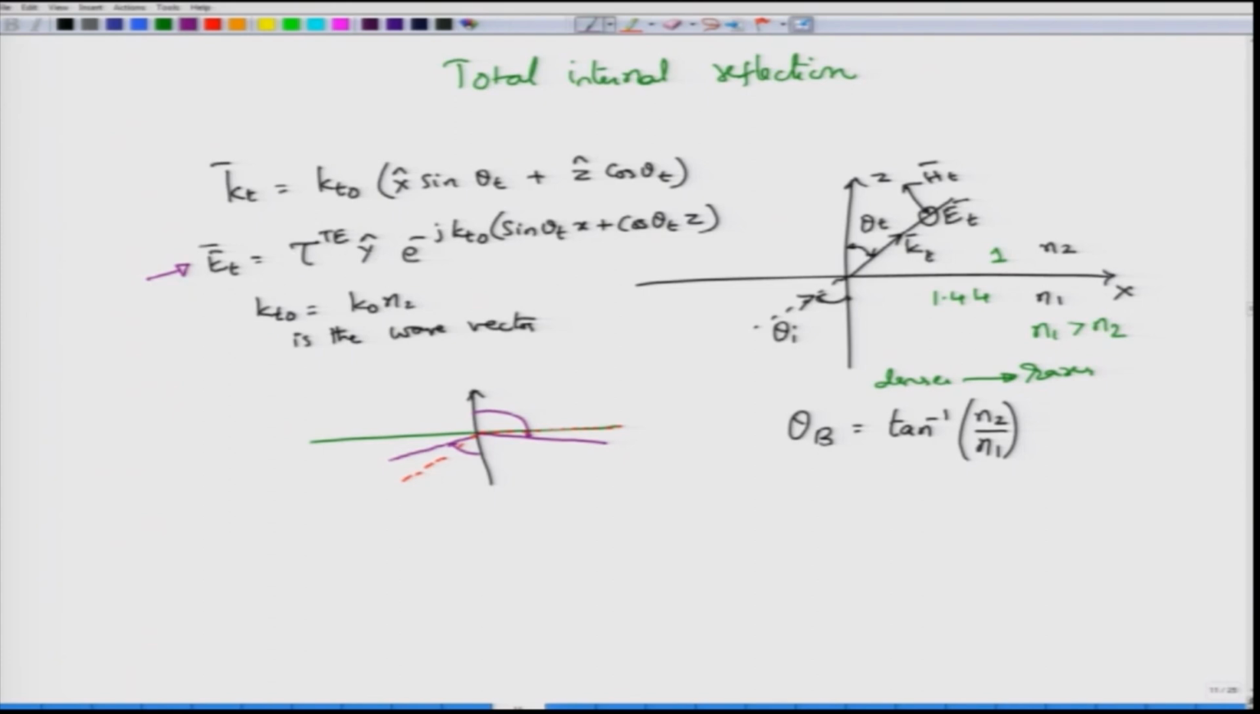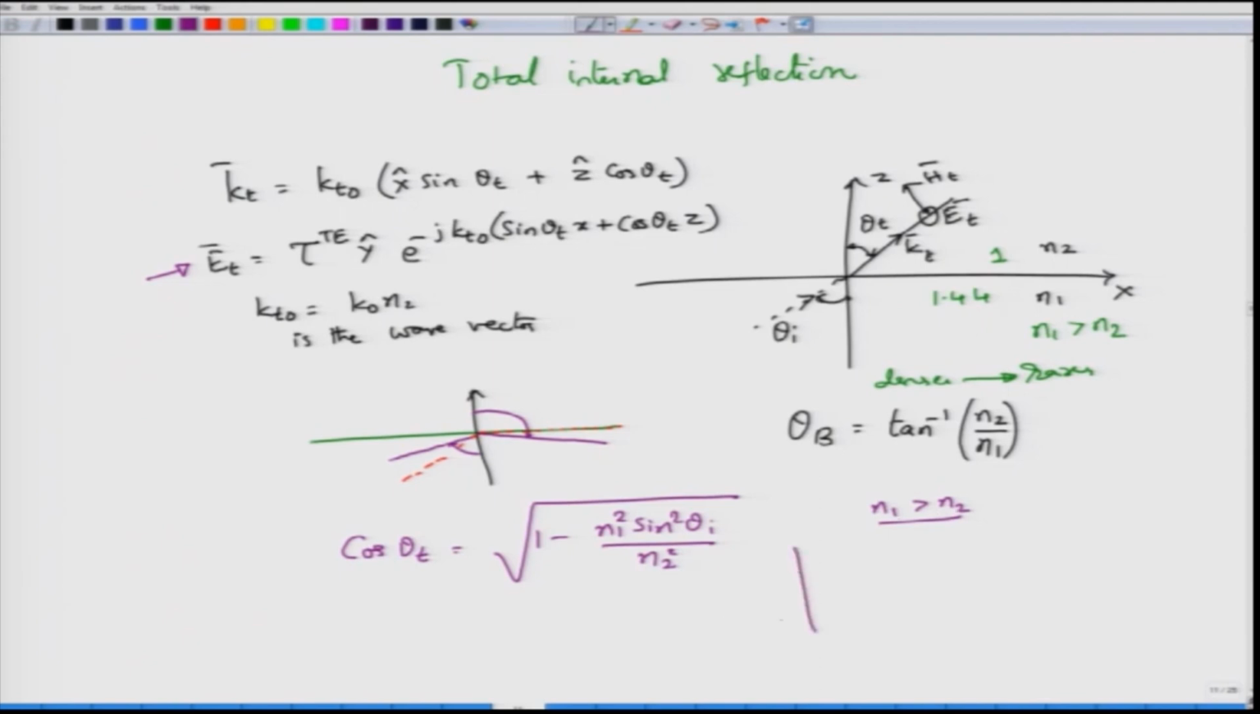Let us see that. So, this will be times e to the power minus j k_t0 (sin theta_t x plus cos theta_t z). And we also know that cos theta_t can be written as the square root of 1 minus n1 squared sin squared theta_i divided by n2 squared. Now, observe that we have a situation where n1 is actually greater than n2, correct. Our incident medium happens to be optically denser compared to the rarer medium.